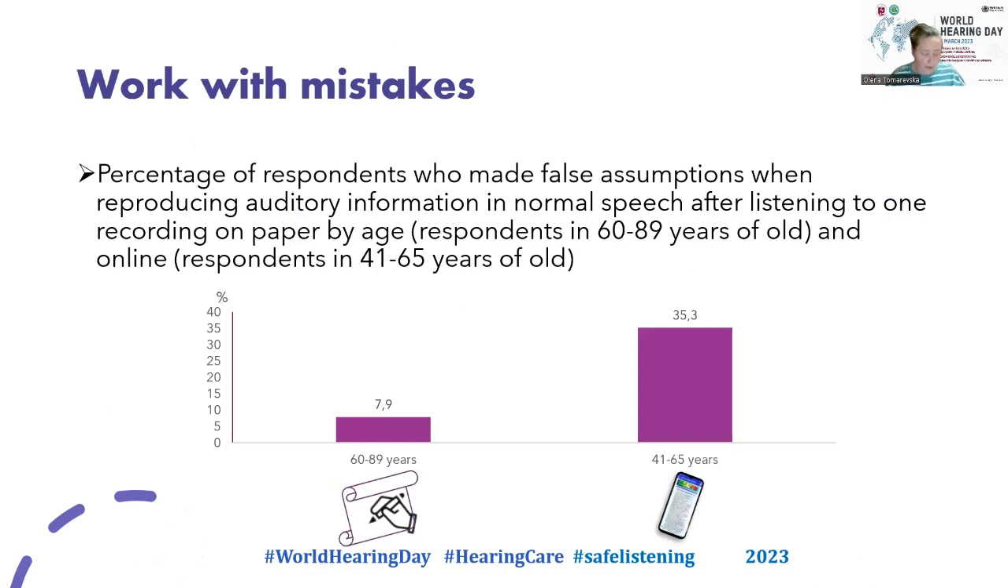Working on mistakes shows the psychophysiological features of auditory memory capacity. The percentage of all respondents who use notes on paper during the test has a low number of mistakes, 7.9%, in contrast to younger individuals, 35.3%, according to online test results.